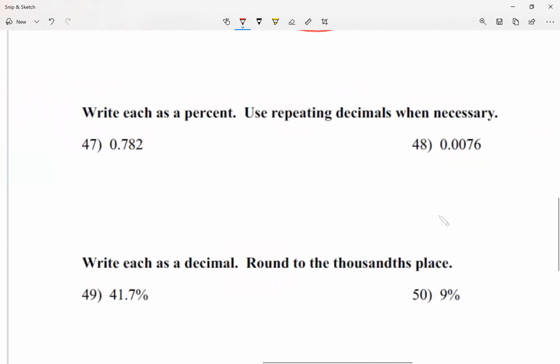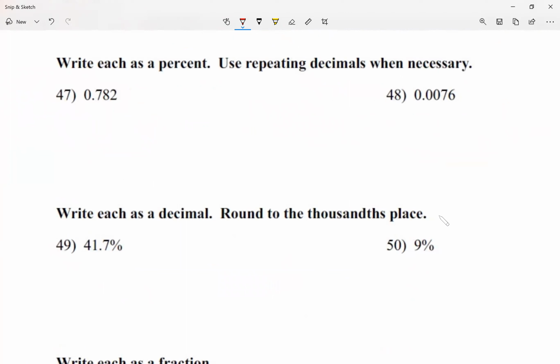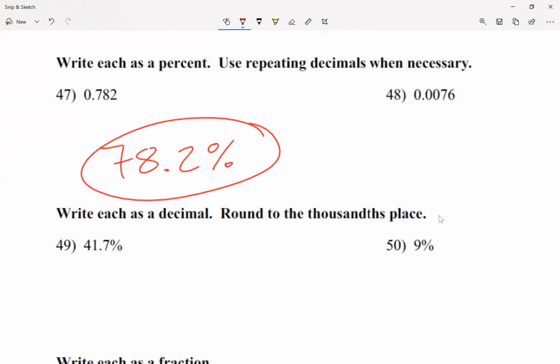Now here, 47 and 48. Write each as a percent. Use repeating decimals when necessary. Okay, so it's given to us as a decimal, and we need to write it as a percent. All we have to do is move the decimal point 2 places to the right. So I'm going to call this 78.2%. Notice how all I did was I moved the decimal point 2 places to the right.